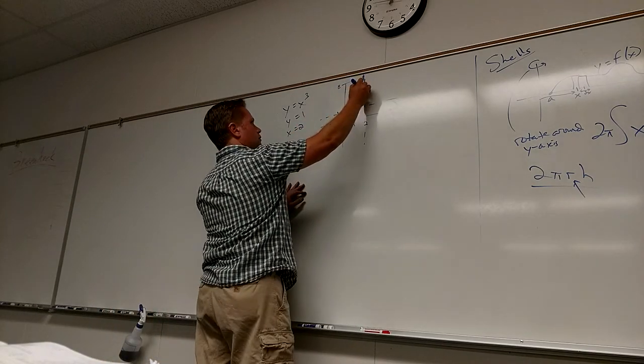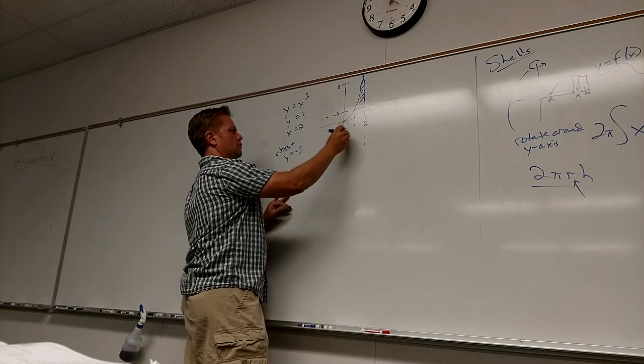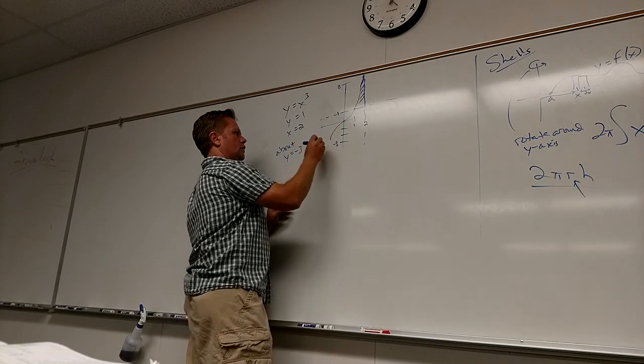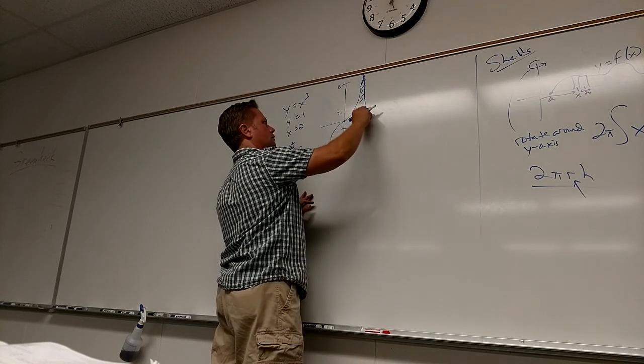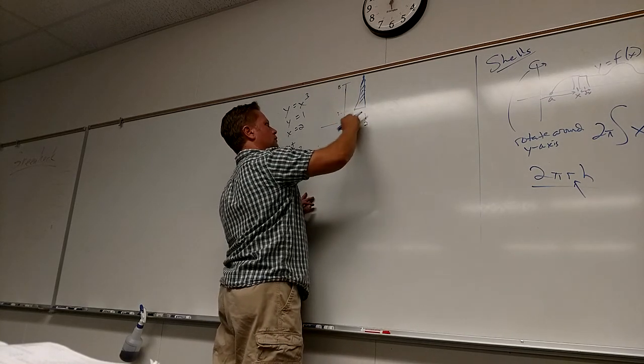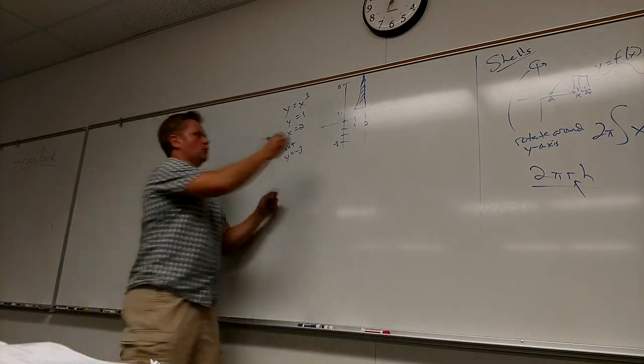But this is the region they're talking about, and they want to go about y equals -3. They're going to rotate about this line. Let's take some of this out of here so we can focus. There we go. So that's the region I'm talking about, going to rotate that about y equals -3.